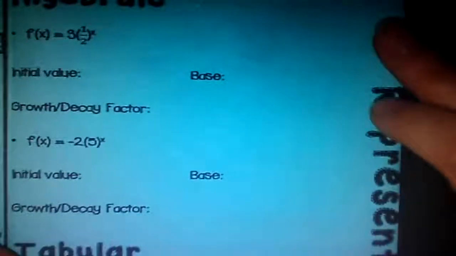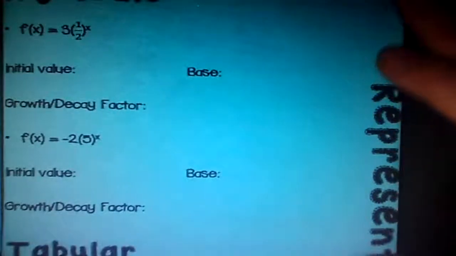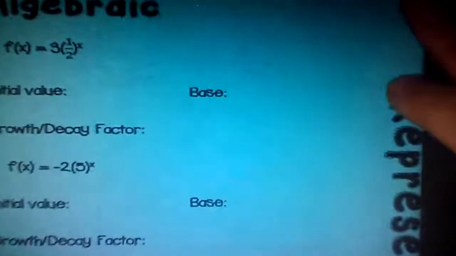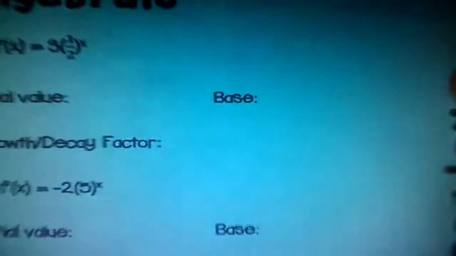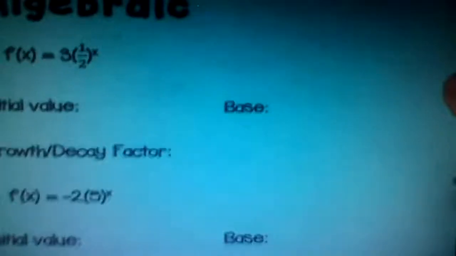All right, so flip it over. Let's look at this algebraically. Open it up, flip it over, whatever.